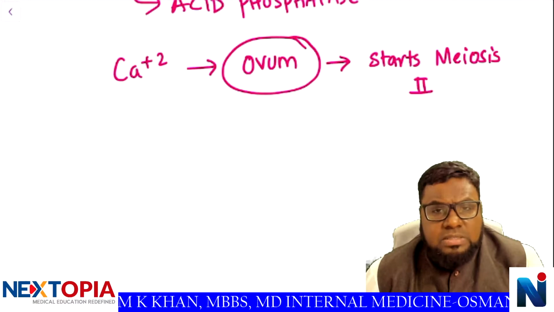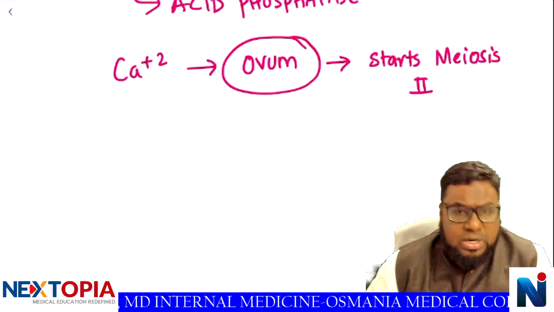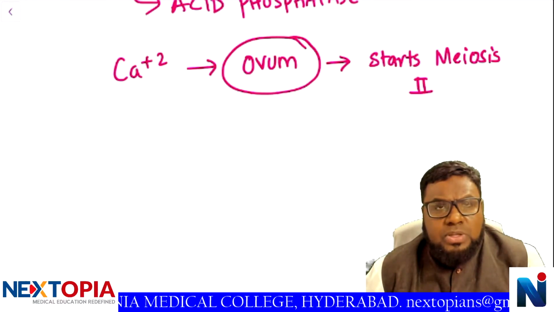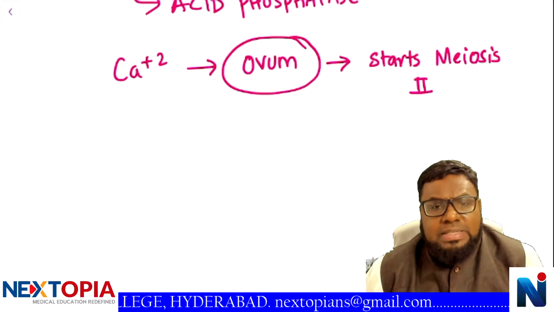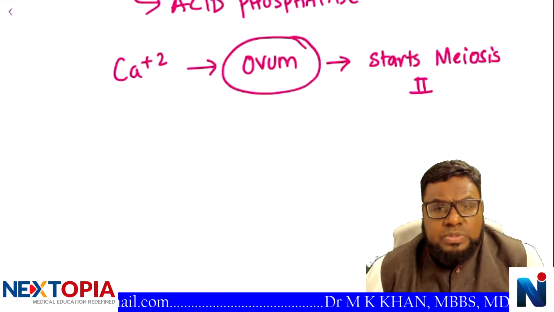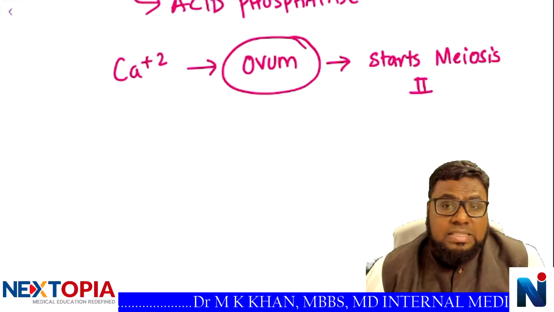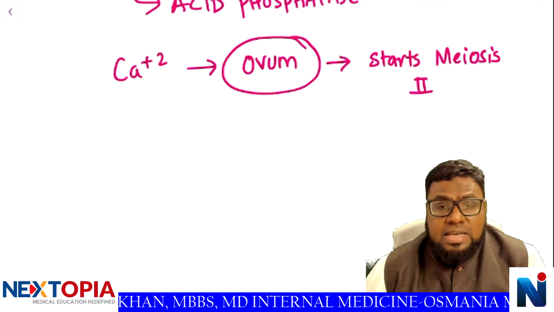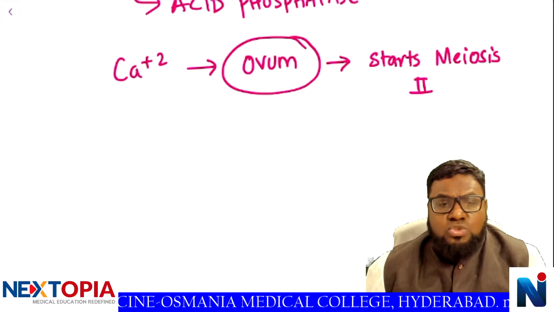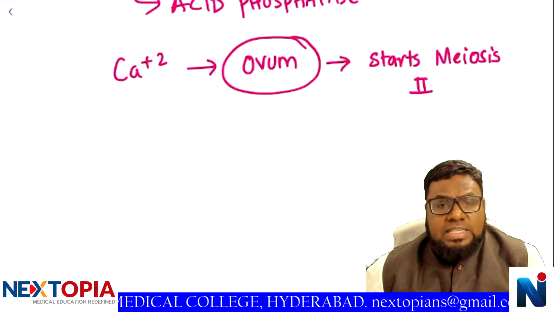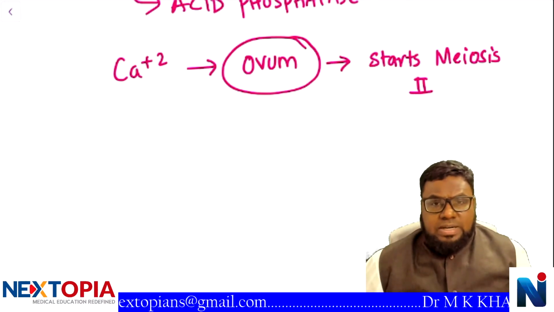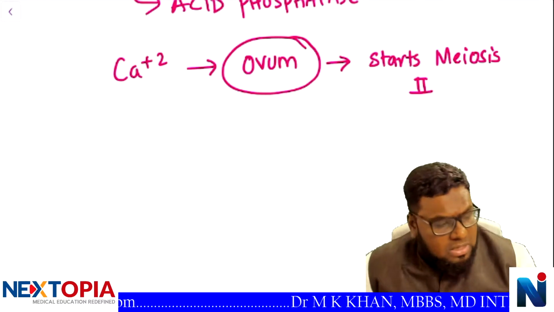This entire process results in depolarization by the entry of calcium here, and the cortical granules, the granules which are present in the cortex or the periphery of the secondary oocyte, also release certain lysosomal enzymes. These help in breaking the plasma membrane of the oocyte so as to ensure a smooth entry of the sperm nucleus into the oocyte.